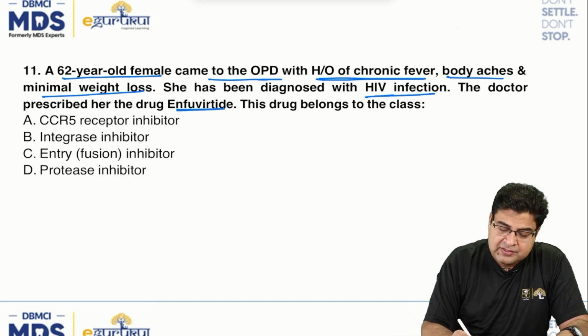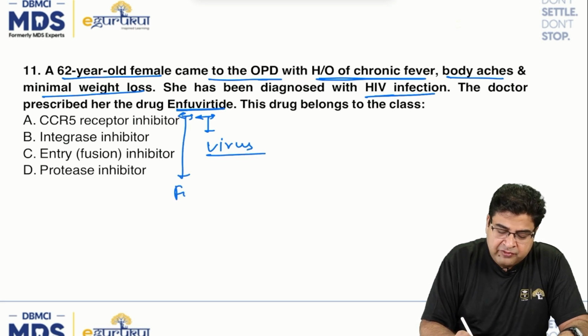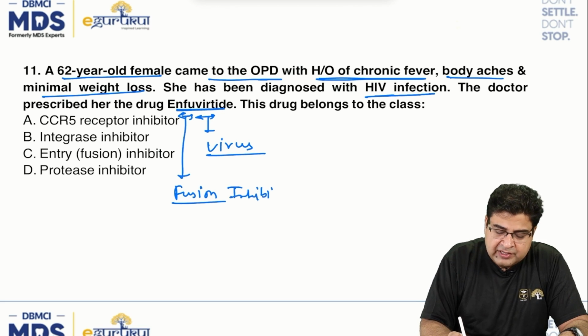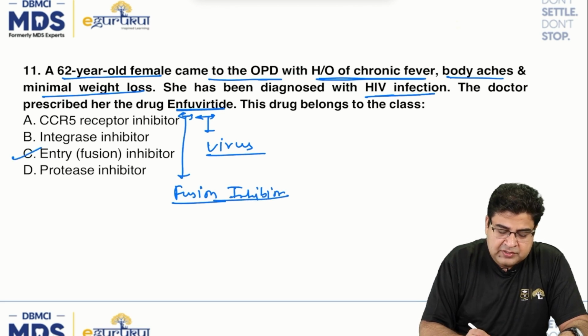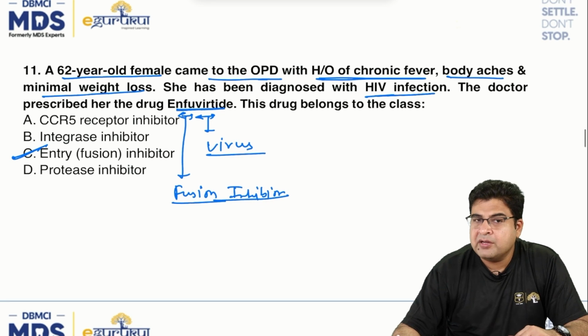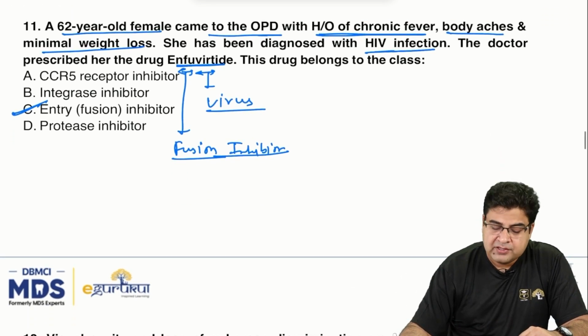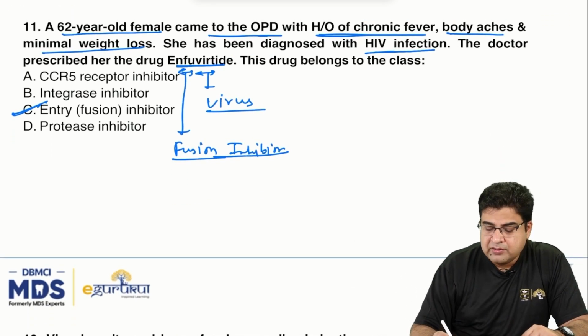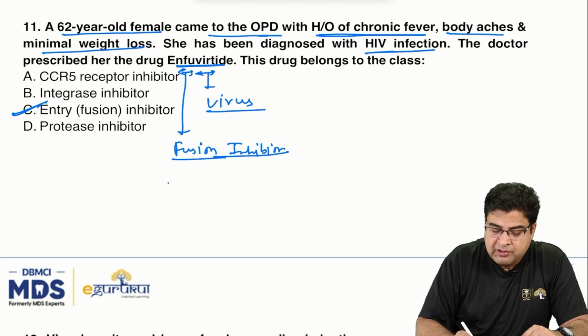So guys, it's very easy. The medicine has the word VIR. It's an antiviral drug. The medicine also has the word FU. FU means fusion inhibitor. So this medicine is a virus fusion inhibitor. So this is an entry inhibitor, fusion inhibitor. Answer is C.